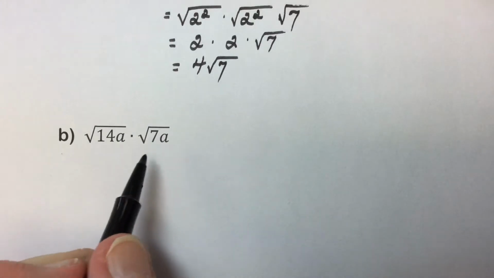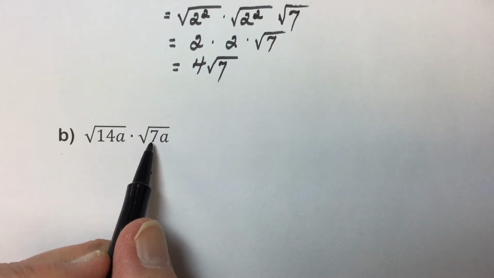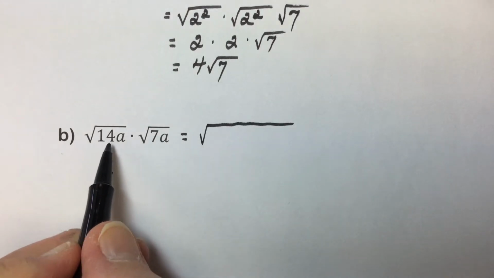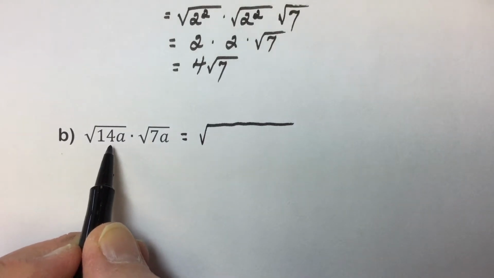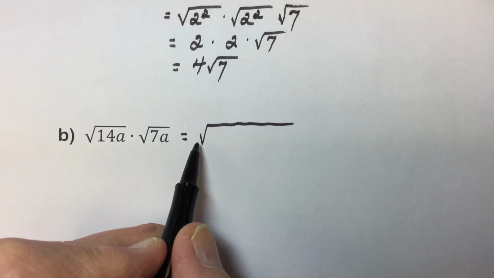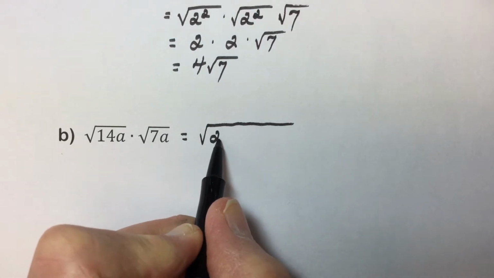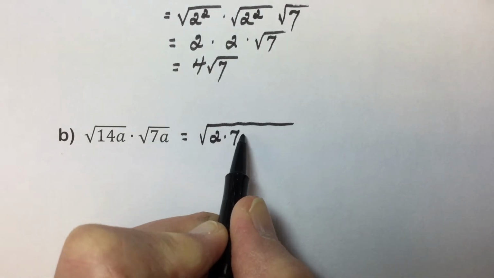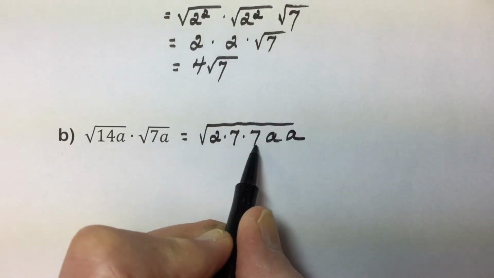In the next problem, similar, instead of taking and multiplying 14 times 7, let's do the prime factorization of this product of these two radicals, which is the product of the radicands underneath one radical sign. So in place of 14, prime factorization is 2 times 7. Rearranging while I'm at it, I'll put the other 7 followed by the 2 a's.